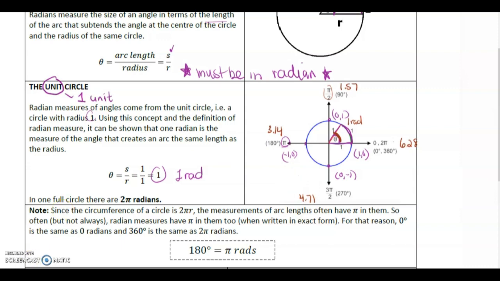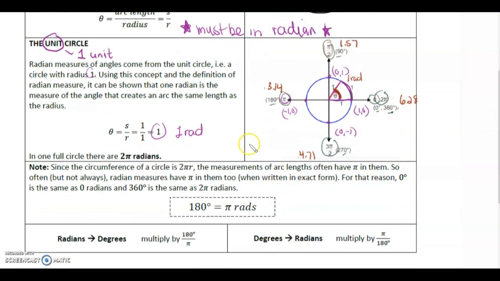So overall, instead of using degrees from last year, which are 0, 90, 180, 270, and 360, we're now going to be using radian measurement, expressed as 0, pi by 2, pi, 3 pi by 2, and 2 pi. If we have approximate numbers, that's going to be 0, 1.57, 3.14, 4.71, and 6.28. And we're going to be learning how to work with this radian measurement.